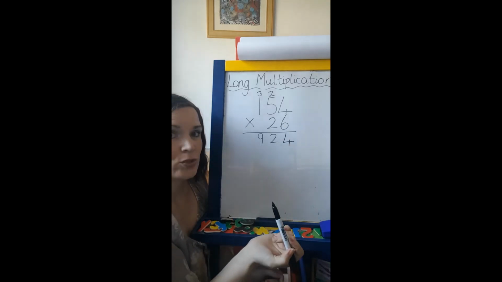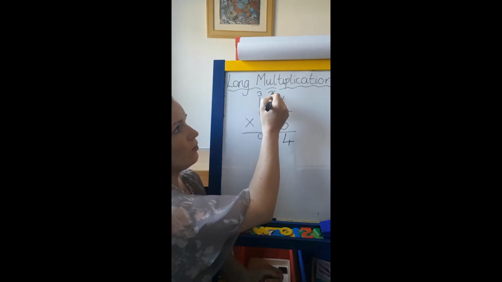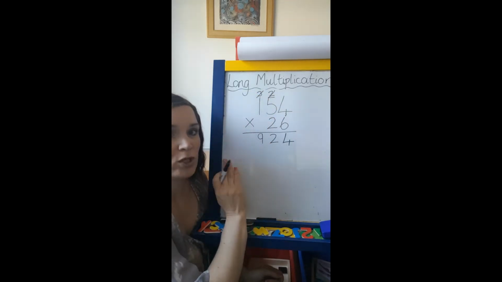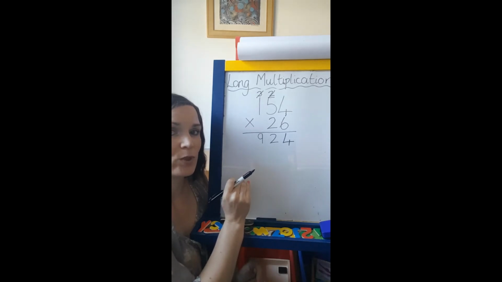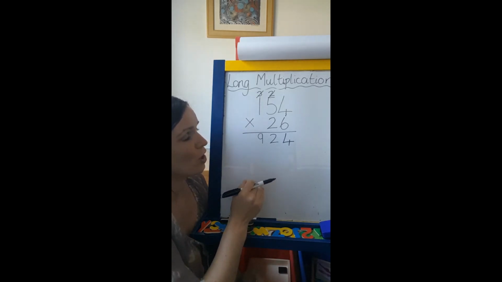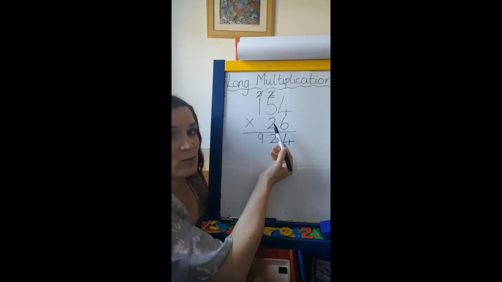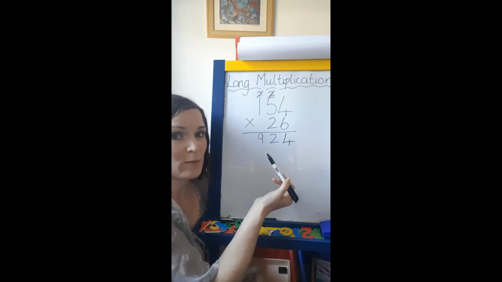What I recommend you do now is you score out these numbers up the top that you carry forward so that you know that they've been used. You'll see why in the next step because you don't want to get those mixed up with anything else. You're now multiplying by the 20 in 26. And that's the same as multiplying by 2 but 10 times bigger.